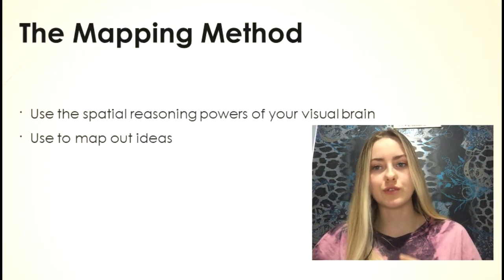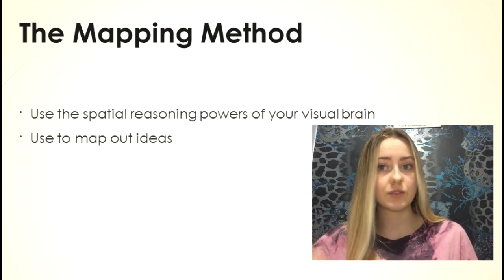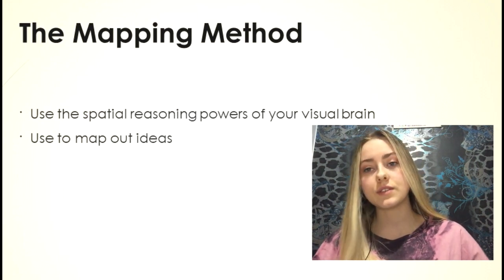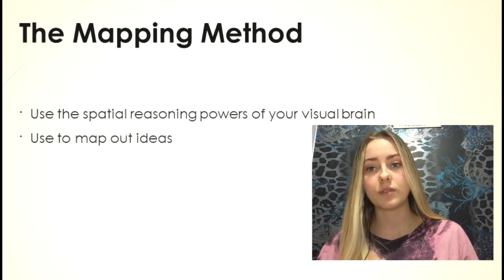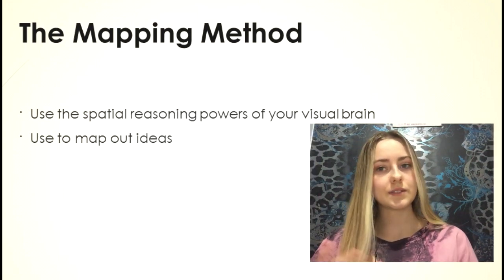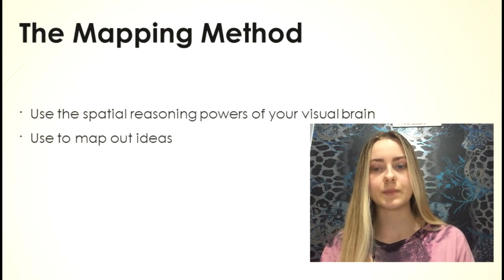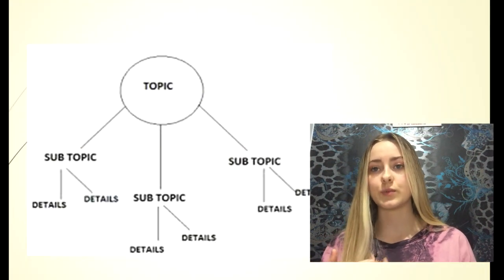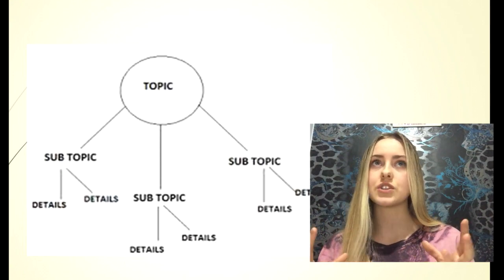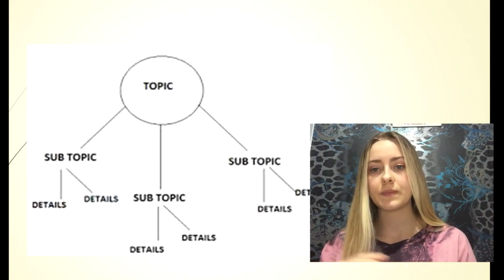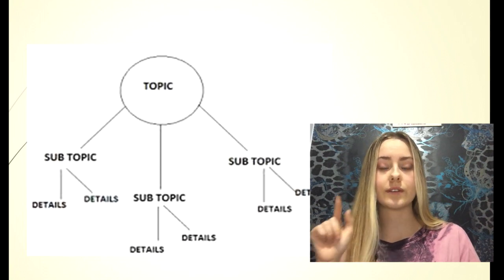If you don't like to draw but you still want to use the special reasoning powers of your visual brain, the note-taking method that I will explain is for you, and it's called the mapping method. We can use this process to map out ideas. First, you should start by writing a topic in the middle of the page, and it could be a question or a word, and next put a circle around it.